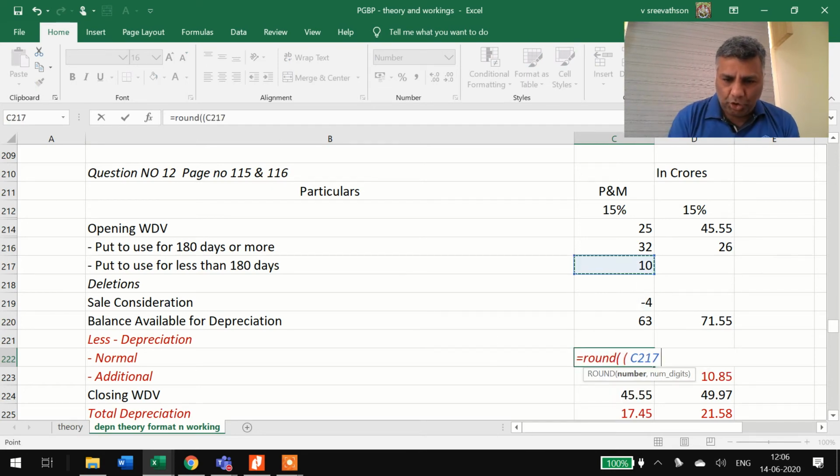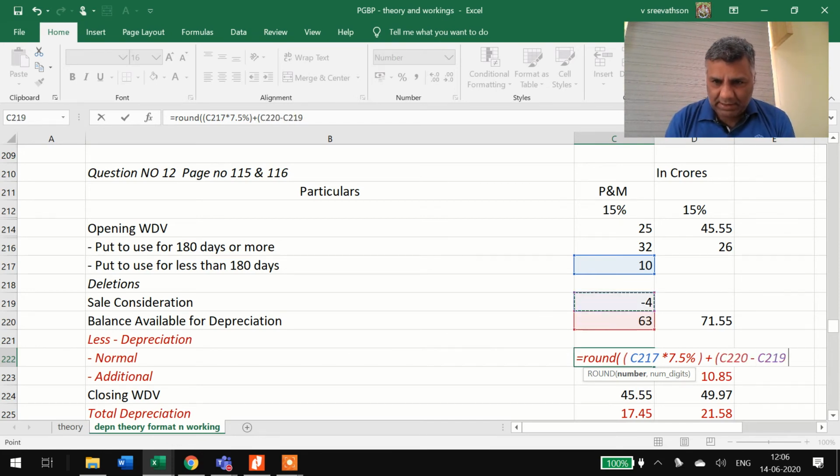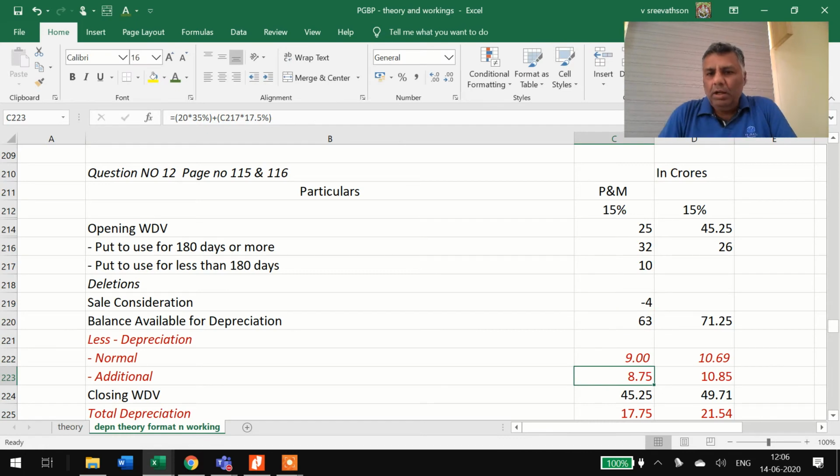10 into 7.5% plus 63 minus 10 into 15%. 63 minus 10 into 50, sorry. Yeah, 63 minus 10 into 15%. This is how we work for normal depreciation.